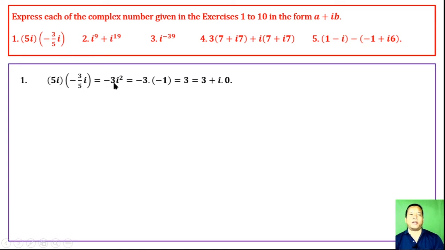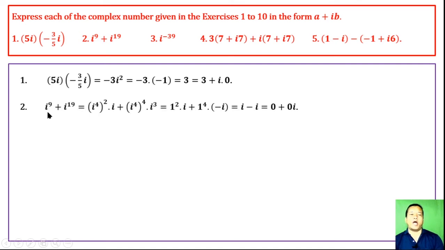Firstly, that is minus 3. i into i is i square. We have learned that i square is minus 1. Therefore, minus 3 into minus 1 is plus 3, which can be expressed in the form of 3 plus i times 0, where the imaginary part is 0, which is in the form of a plus ib.